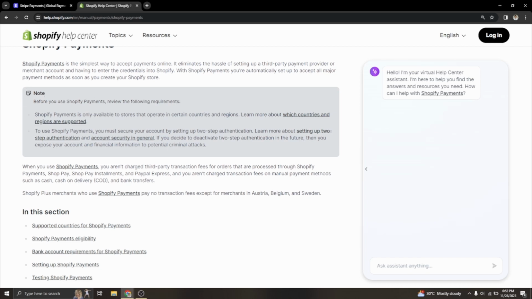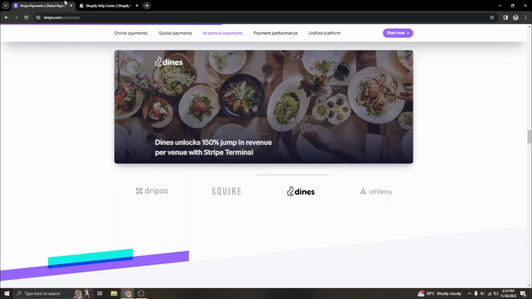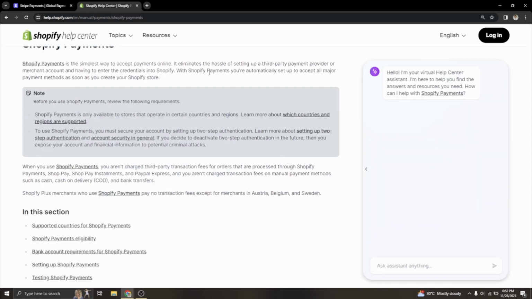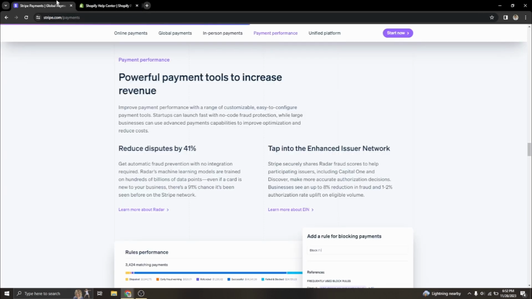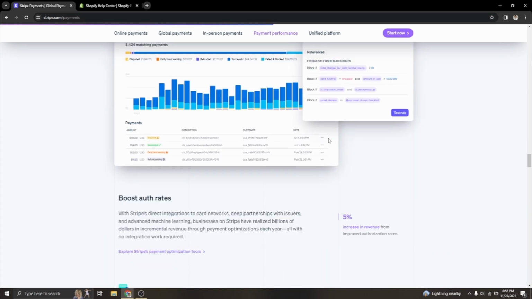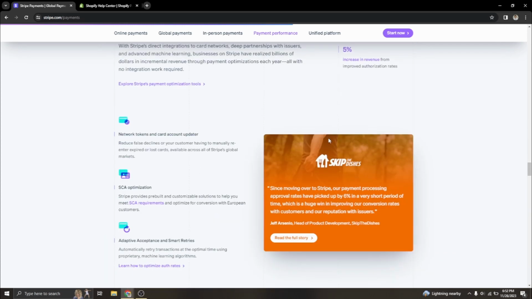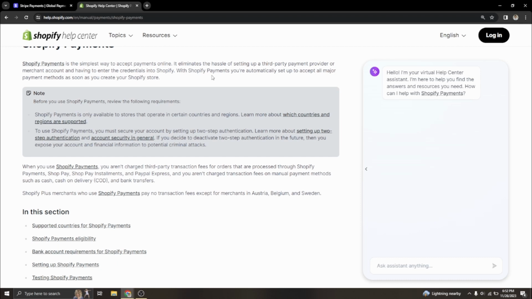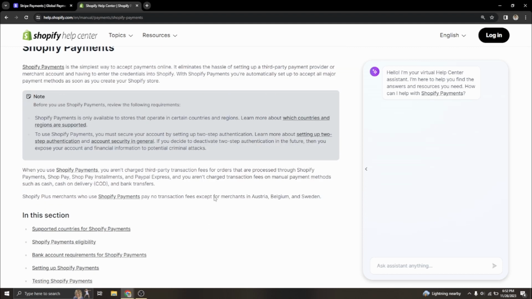Both of them have customer support. However, there are two differences. Stripe has customer support via chat, phone, and email. However, Shopify only has 24/7 support via live chat and phone. So they don't have email.